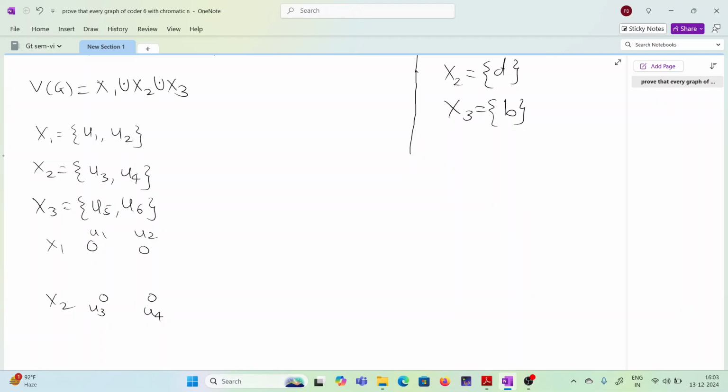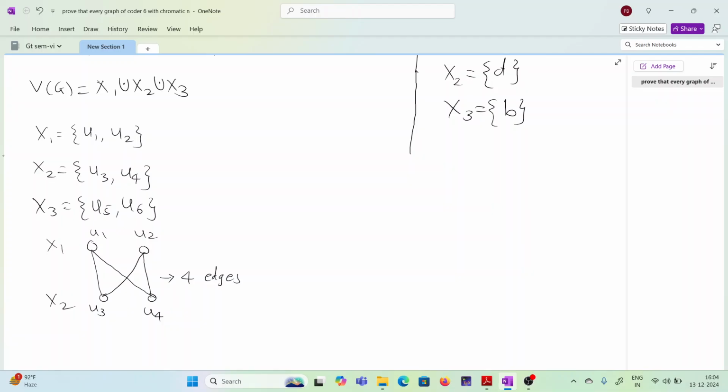u1 and u2 receive the same color, u3, u4 receive the same color, and u5, u6 receive the same color. That is, u1, u2 have color 1, u3, u4 have color 2, and u5, u6 have color 3. So we cannot draw an edge between u1, u2, similarly u3 and u4. But I can draw edges between u1, u3 and u1, u4, u2, u4 and u2, u3. So in this case we have 4 edges.